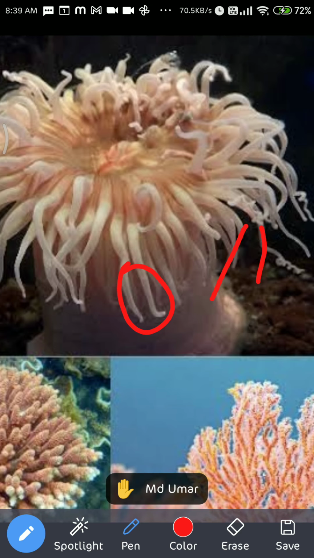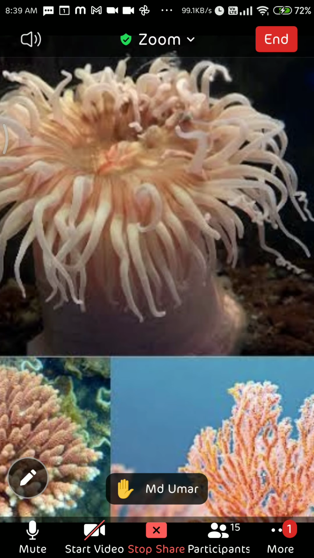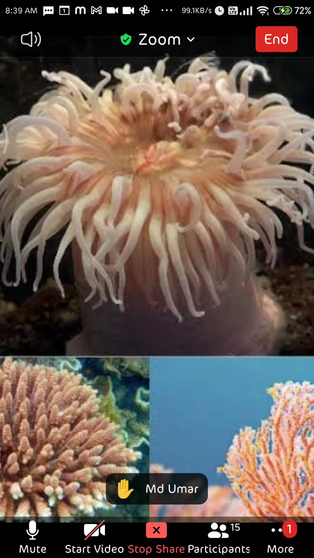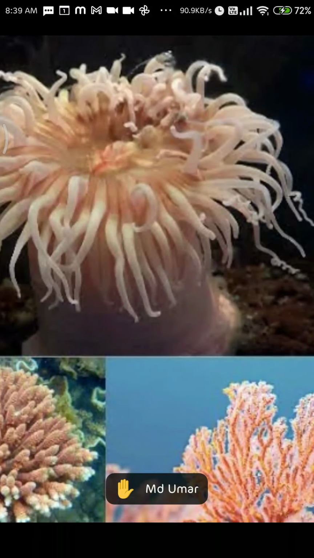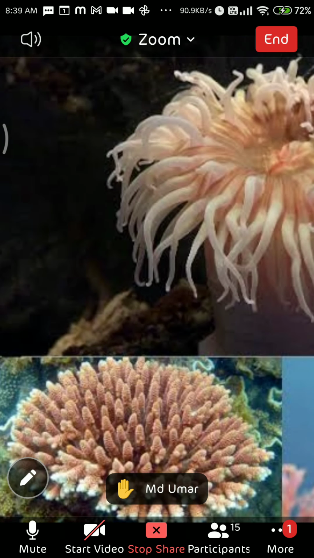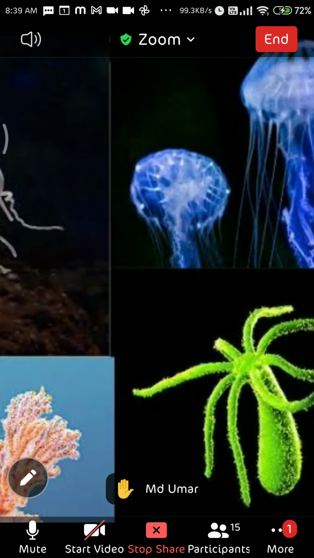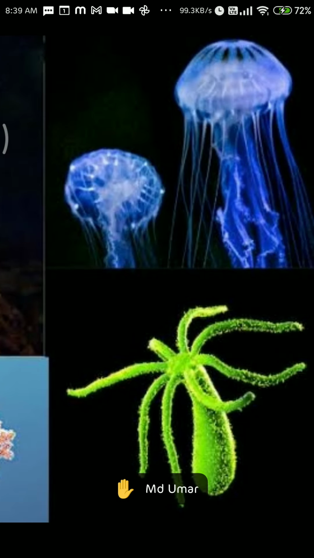So these are a few Nidarians. This Hydra is also a member of Coelenterata. Jellyfish is also a member of Coelenterata. So these are some examples of Coelenterata.